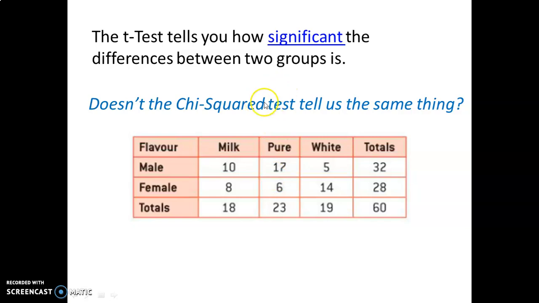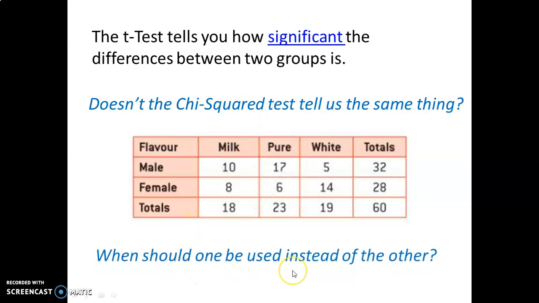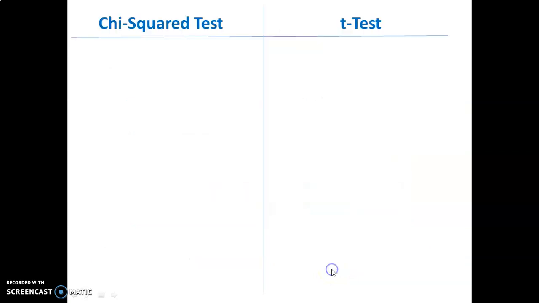So that's a common question. When do I use the t-test? When do I use the chi-squared test? So we're going to take a look at that first before we begin the t-test. When should we use one instead of the other? Let's take a look. Okay, so chi-squared test.